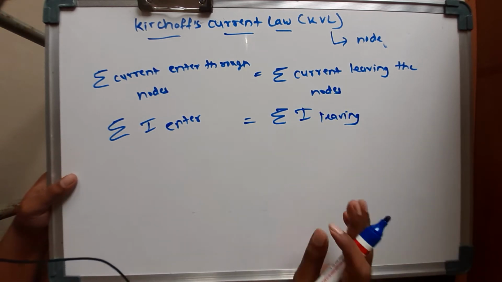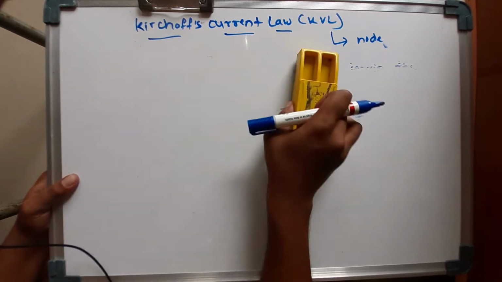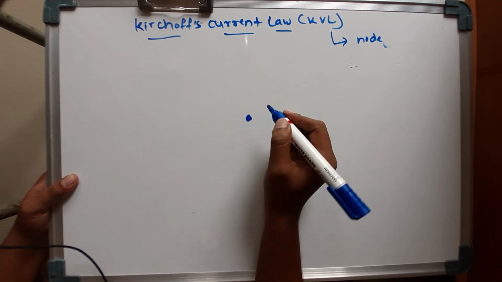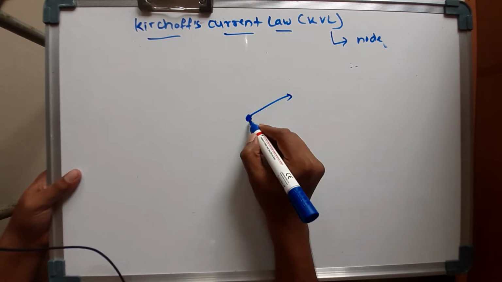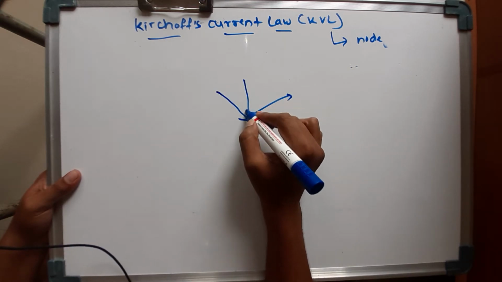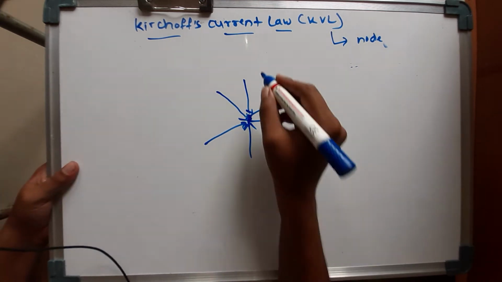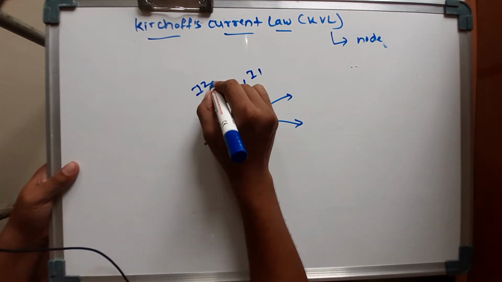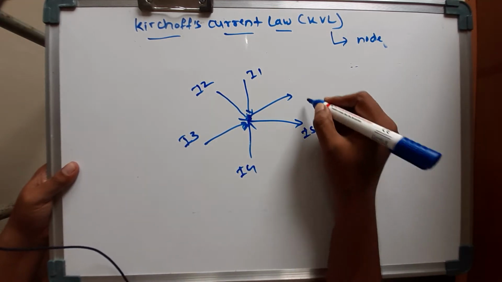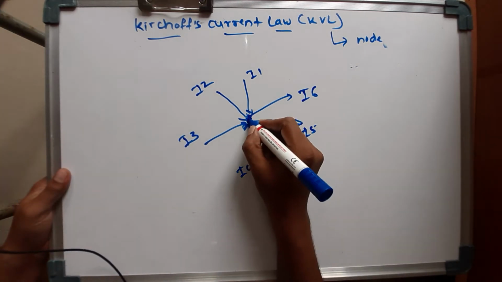So for this one I will take one more problem to understand how we have to apply KCL for one node. So assume this is one node. For this node, two currents are leaving and four currents are entering. So I will write down these as I1, I2, I3, I4, I5, I6. So we have to apply KCL for this node.